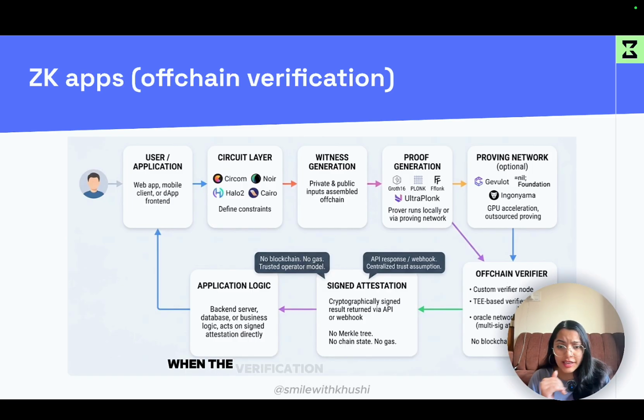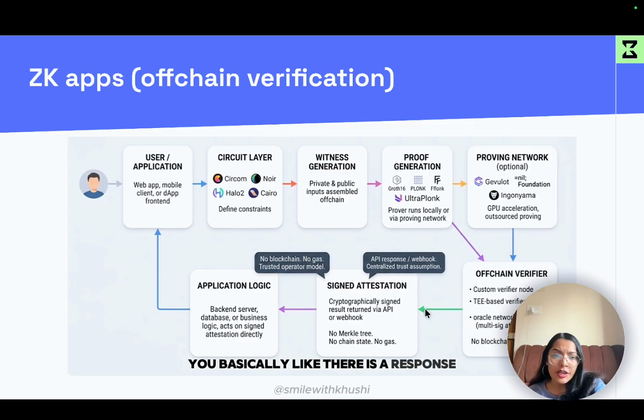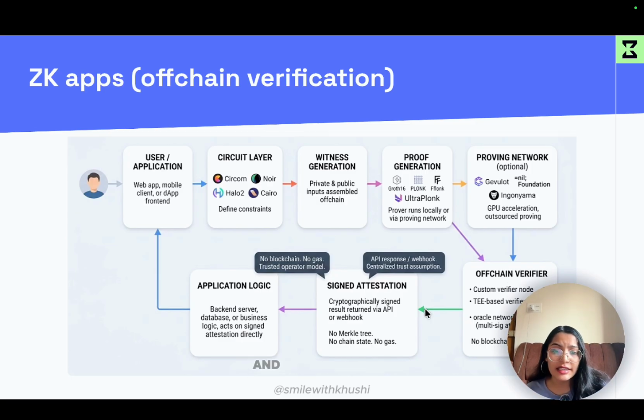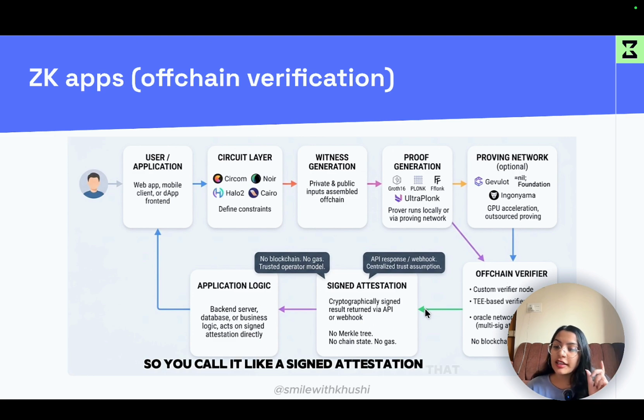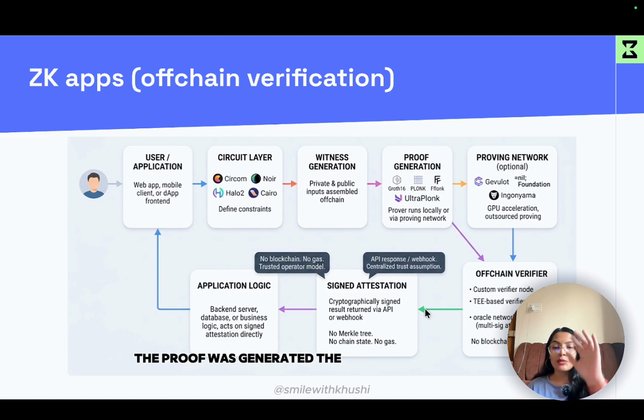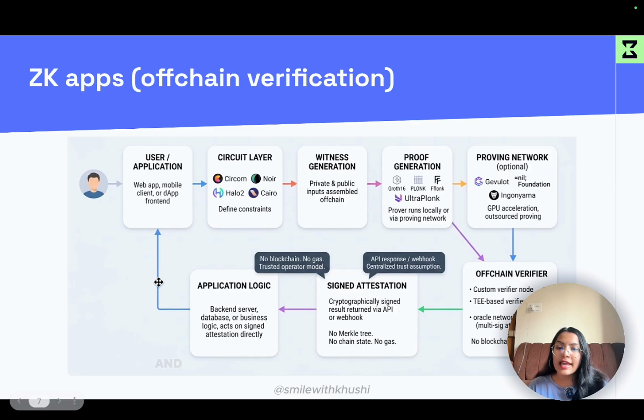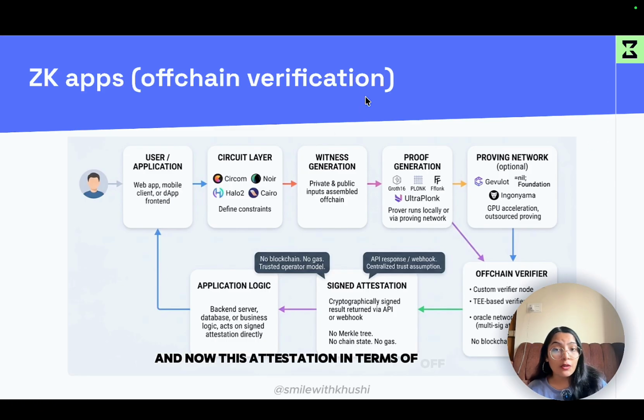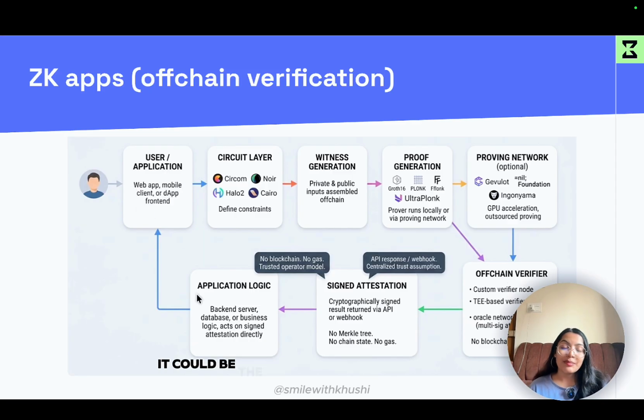Now, when the verification process is completed, there is a response which is cryptographically signed, and it is returned via hook. So you call it a signed attestation that okay, the proof was generated, the proof was verified, and now it's being sent. And now this attestation in terms of off-chain verification will be sent back to the application logic. It could be the backend, it could be the server, it could be the traditional centralized storage as well. But again, it's only for example purposes right now.